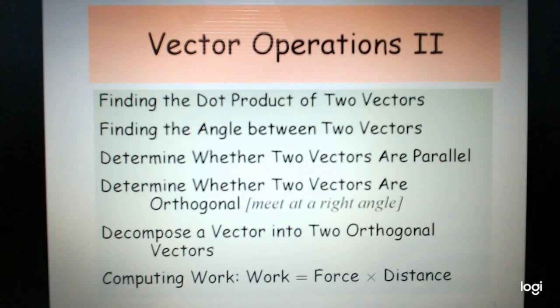Okay, welcome back. This is a presentation on Vector Operations 2, which is based on material in section 10.5 in our textbook. I'm pretty much going to do most of these topics, but it's probably going to take two or three different parts. As far as computing work, I'm not sure if I'm going to do that. I may not get there. Well, let's move on.